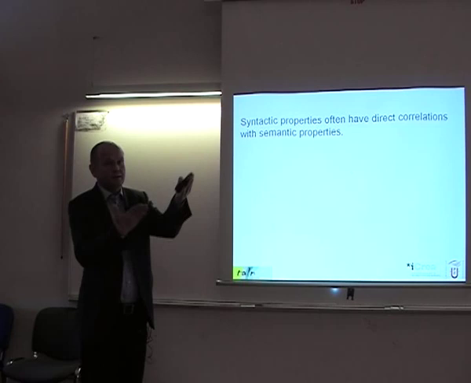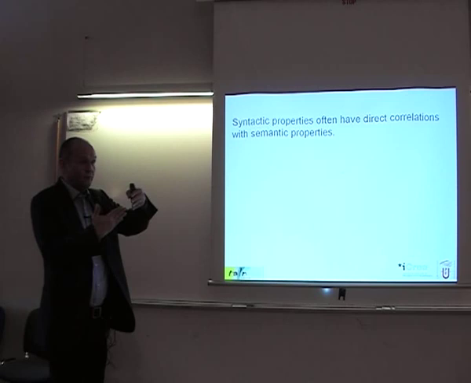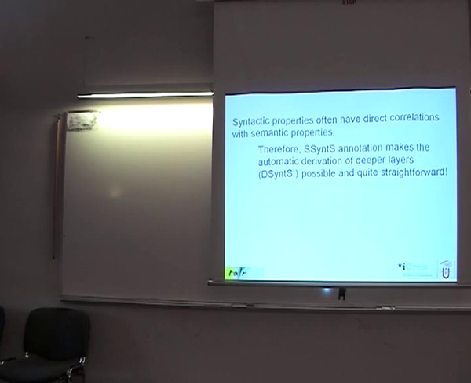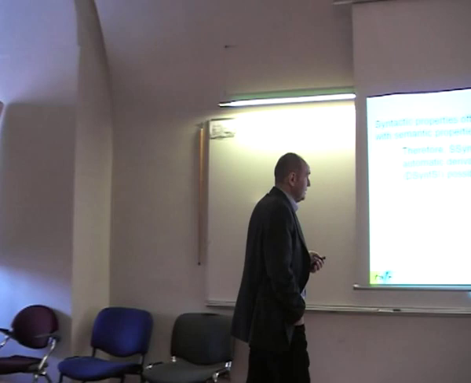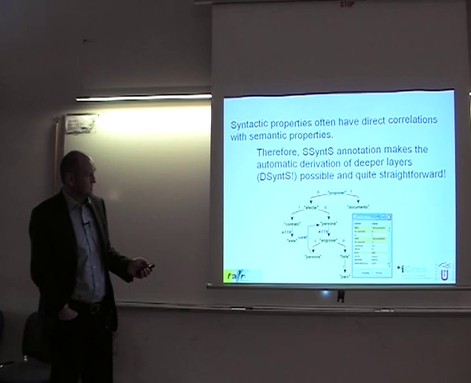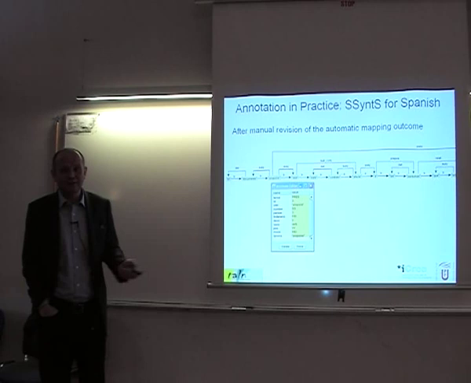Looking at the corpus we obtained, the surface syntactic corpus, we see that there are very often direct correlations with semantic properties, and this is basically how language works, as we know. So this gave us the idea, or confirmed our idea, that we can use this layer to get a multi-layer annotation. We want to get from this annotation, so bueno, el documento propone que, blah, blah, blah, I won't translate it because it's not important, and we want to get this structure.